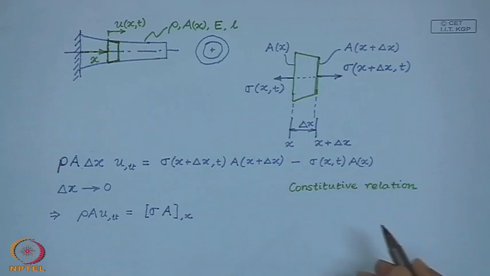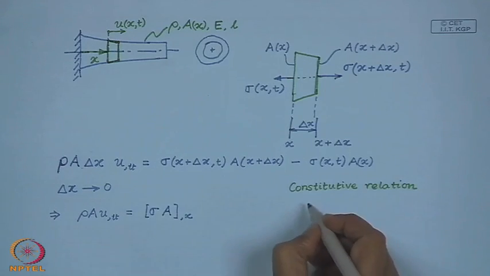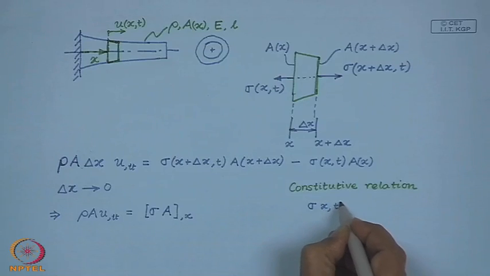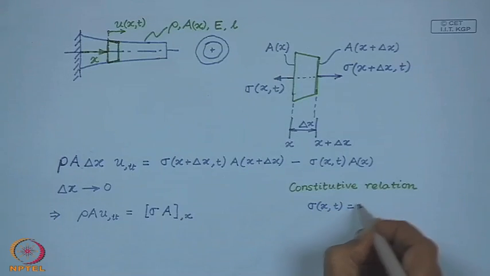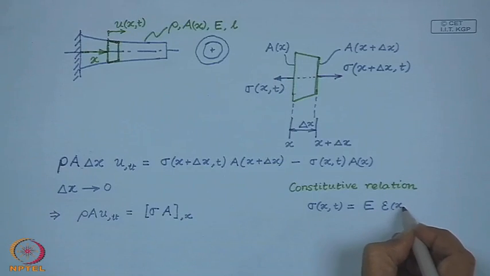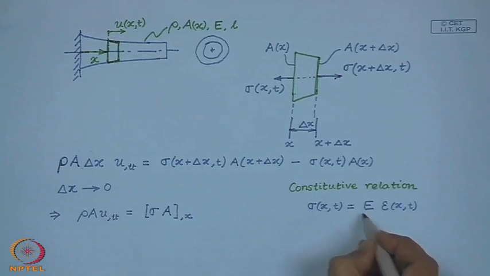Which will relate the stress with the strain. So, we know that the axial stress is proportional to the strain, and the proportionality constant is the Young's modulus. So, this is Hooke's law in one dimension.